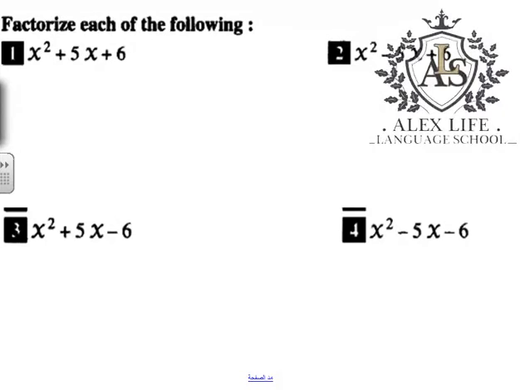Factorize each of the following. We open two brackets. Factorization means what times what. These two brackets are factors of this x power 2 plus 5x plus 6. As the first method, arrange this expression descending. x power 2, x power 1, x power 0.